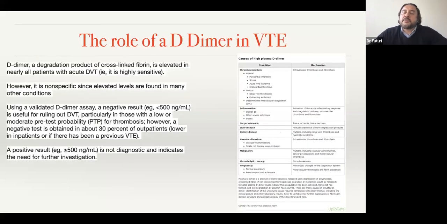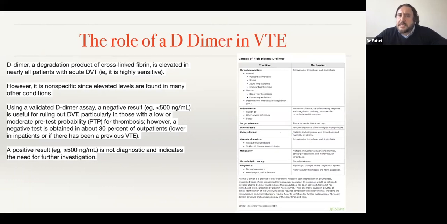As you recall from the first couple of slides that we showed, D-dimer is a degradation product of cross-linked fibrin from fibrinogen, and it's elevated in nearly all patients who have an acute thrombosis. So when you find a patient that has a low pretest probability with a negative D-dimer, the likelihood of a thrombosis is pretty low. But D-dimer is very nonspecific, so it's not a test that I recommend you use unless you have a low pretest probability.